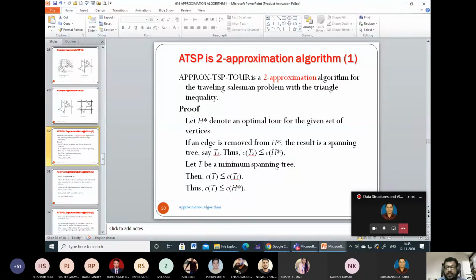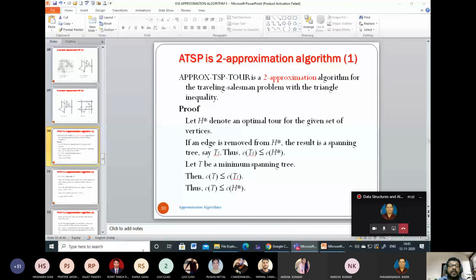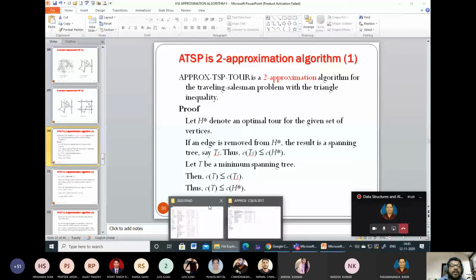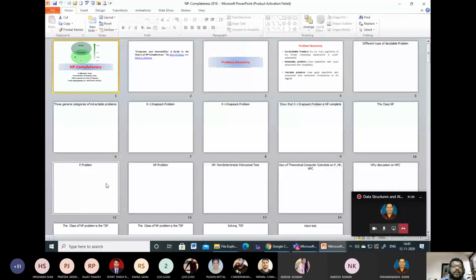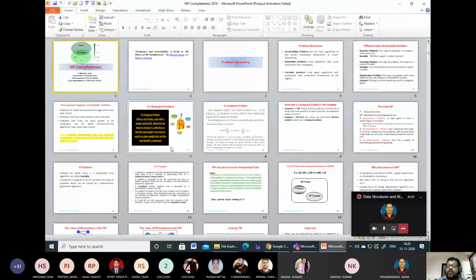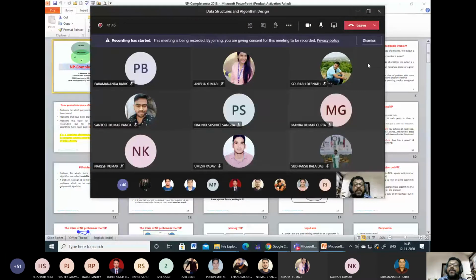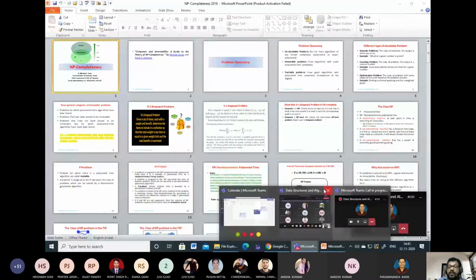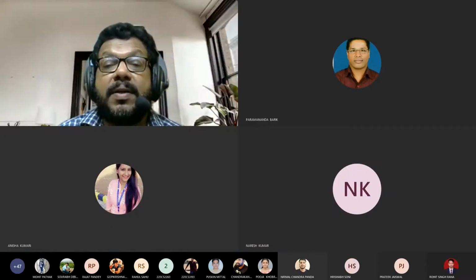Okay, so let me switch over to the NP portion so that we'll start the discussion with the NP complete portion. Then after finishing that, we'll come back to the approximation algorithm. Some people are critical about this NP hard or NP complete. So I would like to first take that discussion, then we'll come into the detail of how we did the proving and what is the concept of reducibility.